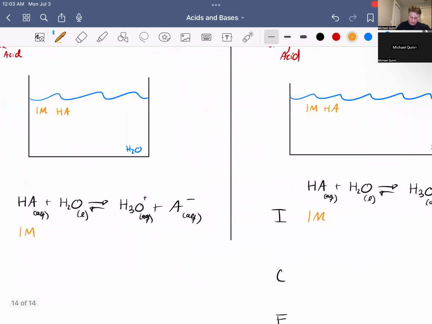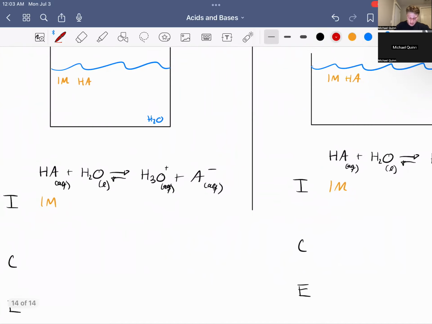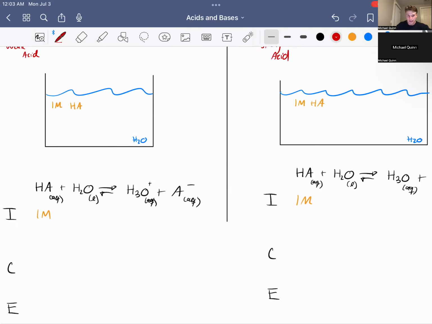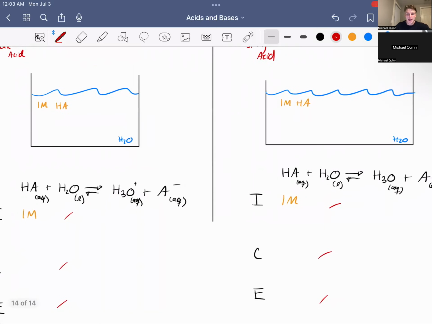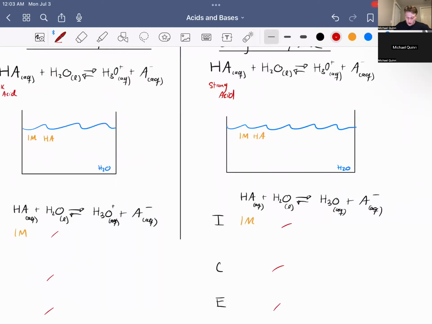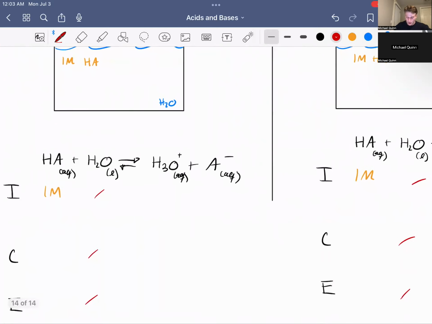So one thing we have to note is anytime we see water or any liquid or solid in an ice table, we do not worry about any value for a liquid or a solid. If it is not in our equilibrium expression, we do not need to worry about it. So how do these two problems differ?